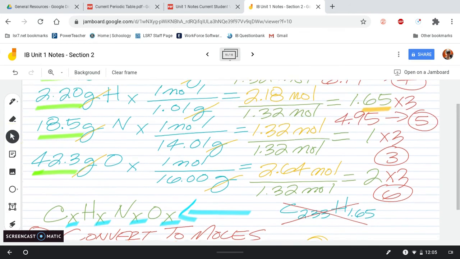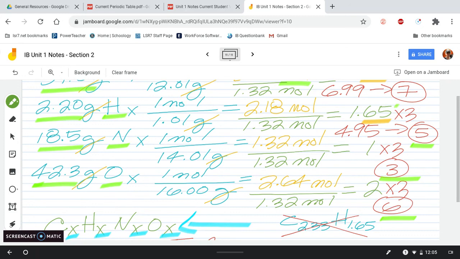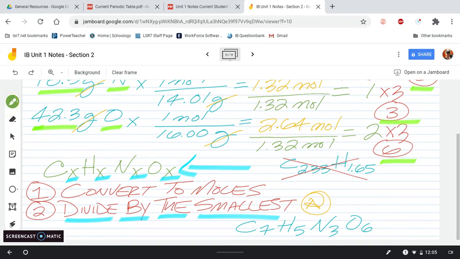Now, I'm not just making these up. These are the things that we just came up with, right? So they are right here. So the 6 goes with the oxygen. The 3 goes with the nitrogen. The 5 goes with the hydrogen. And then the 7 goes with the carbon. So that's where that's coming from. So your final answer is not a number. Your final answer is this formula down here, C7H5N3O6. All right, so that is how to solve it.